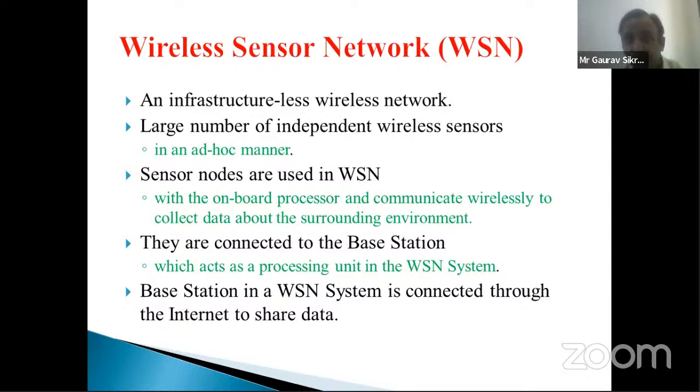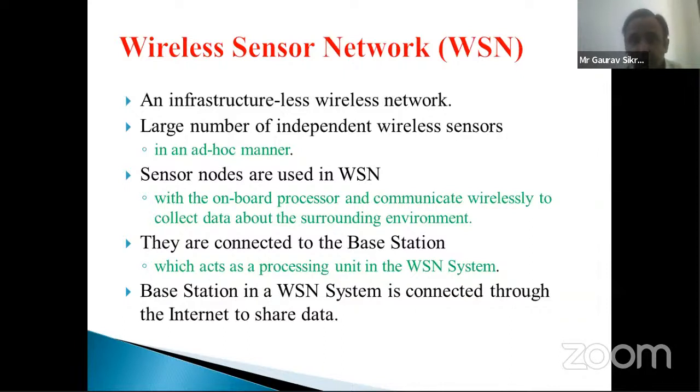Wireless sensor network is an infrastructure wireless network. It works in an ad hoc manner. Ad hoc manner is just like in a temporary manner that depends upon different parameters, which we will discuss in the coming slides.